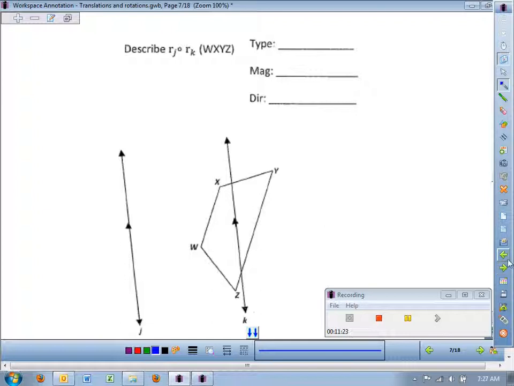Let's try again. Here's a composite of two reflections over these two lines. What kind of lines are they? They're parallel lines, so that means that that's going to be a translation. A translation is a composite of two reflections over parallel lines. Magnitude: extend out one of these lines much longer, then put your ruler on there, and measure that perpendicular distance.